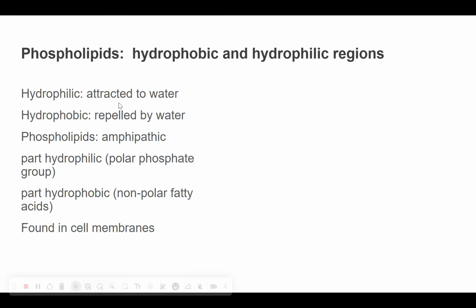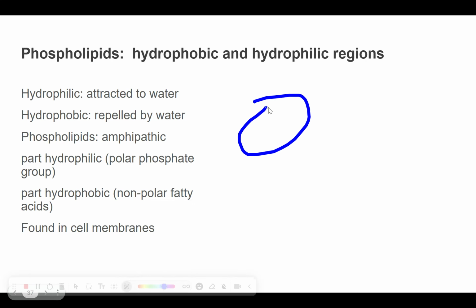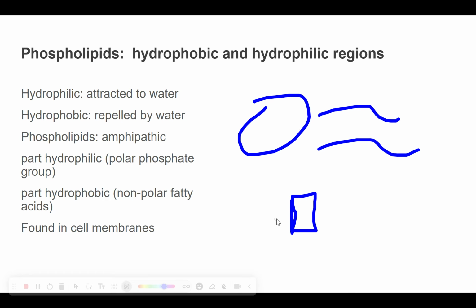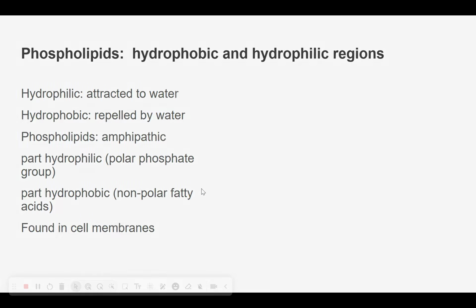And just some general information about phospholipids. The hydrophilic part of the molecule is what is attracted to water. That is the phosphate head. The hydrophobic part is what is repelled by water. Those are the fatty acid tails. And really, if you were going to draw this super correctly, which not very many people do, there would be a glycerol molecule and then a phosphate head and then 2 fatty acid tails. And these are found in cell membranes, which we talked about already.